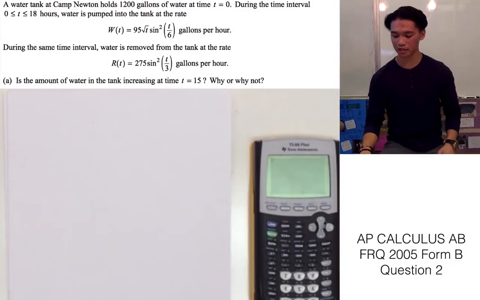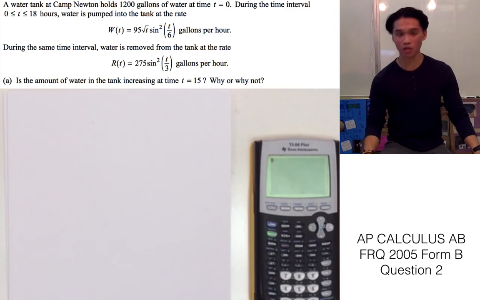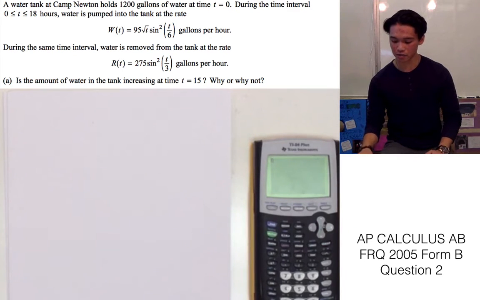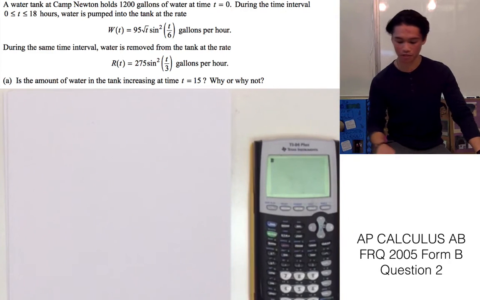Alright guys, so we're going to be taking a look at an FRQ from the 2005 AP Calculus test, Form B. And it says, a water tank at Camp Newton holds 1,200 gallons of water at time t equals 0. During the time interval where t is between 0 and 18 hours, water is pumped into the tank, which is modeled by W of t. During the same time interval, water is removed from the tank, that is represented by R of t.